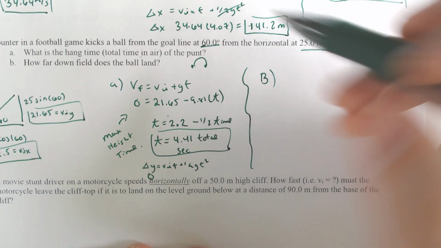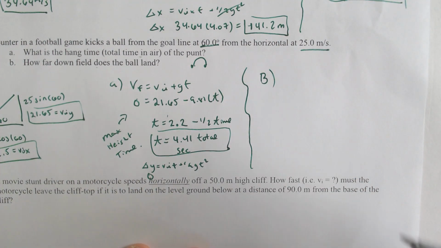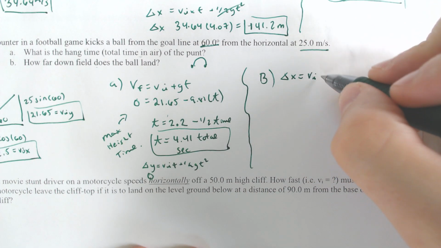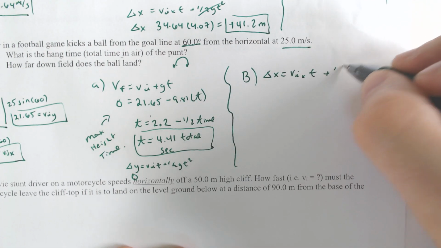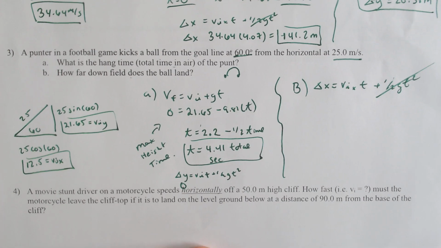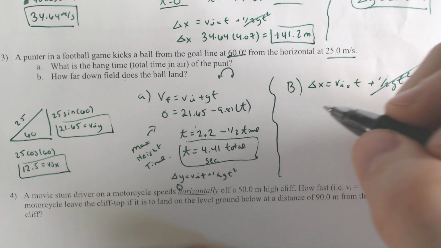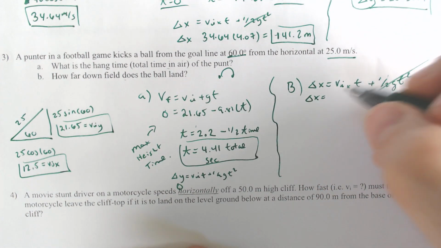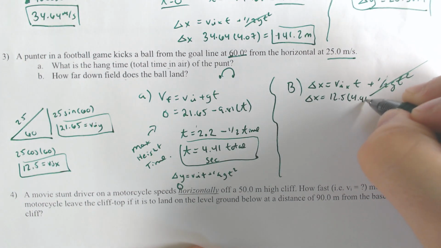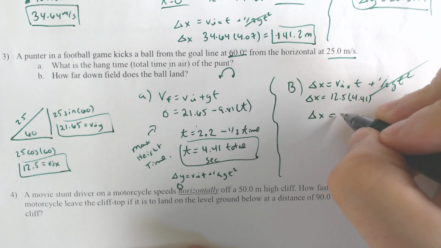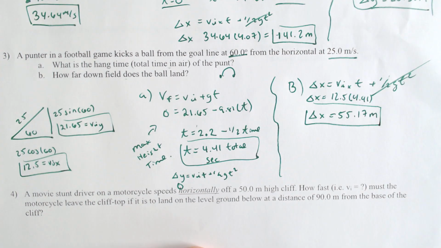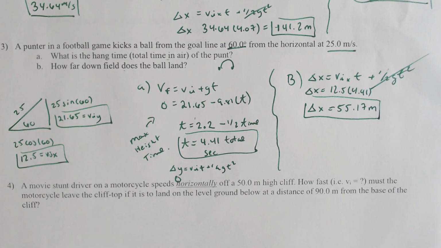All right, for part B, how far down the field did it take to land? So we have a delta x is equal to vi for x times time, technically plus 1/2 gt squared, but that 1/2 gt squared does not apply because it does not have acceleration for the x. X is what we're looking for. Delta x will equal vi for x, which is 12.5 times the 4.41. You get a delta x of 55.17. So this was a good 2 examples mimicking one another back to back.